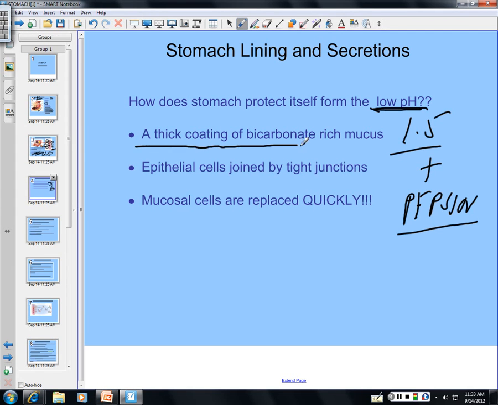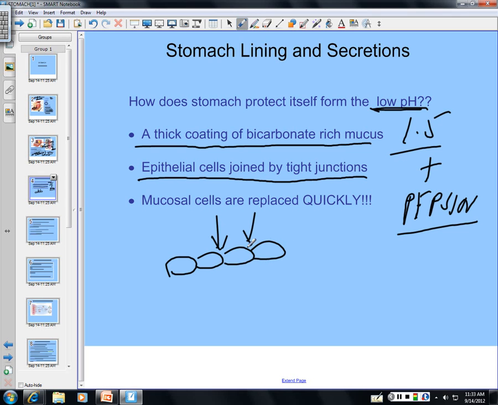There's a thick coating of bicarbonate-rich mucus, 2 layers of mucus. The epithelial cells are joined by tight junctions so that they will not allow the acid to permeate through. The mucosal cells are replaced very quickly. Almost in 3 to 5 or 6 days, the mucosal cells are renewed. However, anything that passes through this barrier is going to result in an inflammation called gastritis, which, if it continues, you end up getting ulcers.